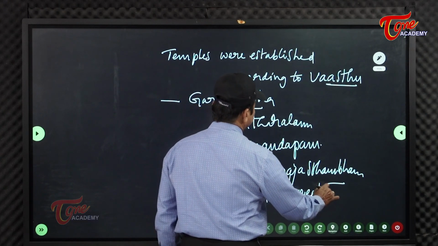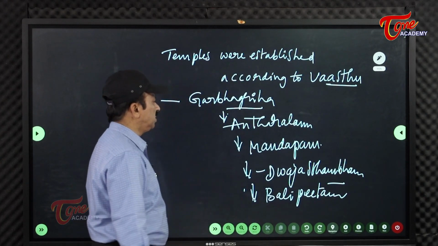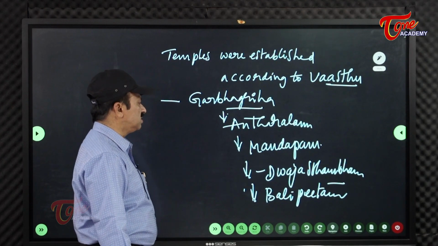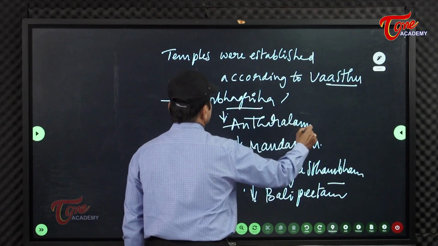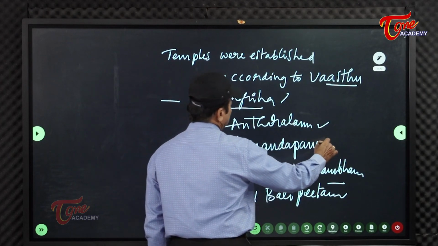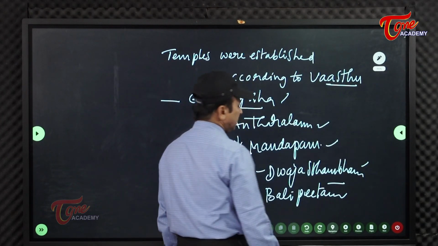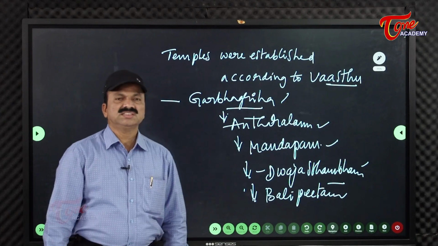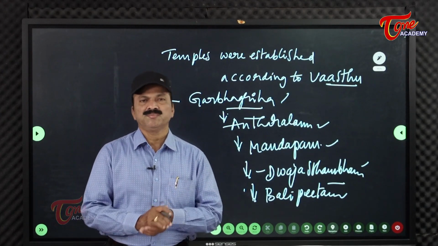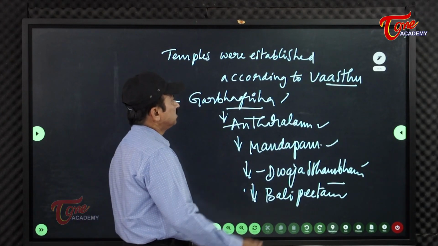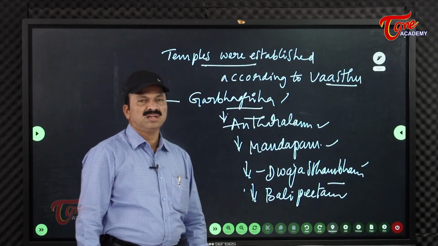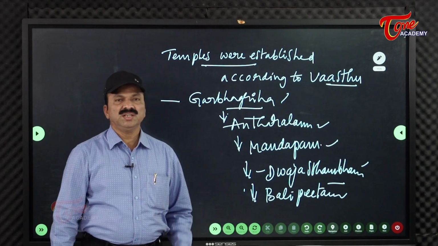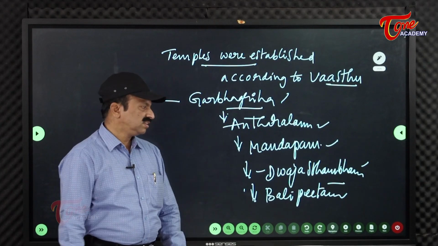So according to Vastu, they established all this. First the Garbhagriha, second the Antaralam, then the Mandapam, Dvajastambham and Balipeetam, all systematically established in this period. The temple architecture that developed in the period of Yehuvala Shantamula, you have to remember.